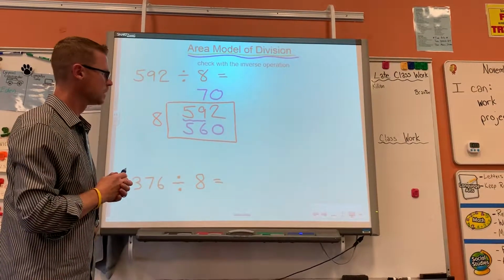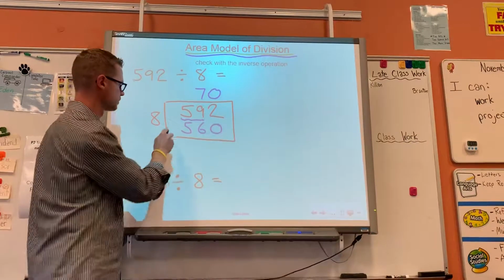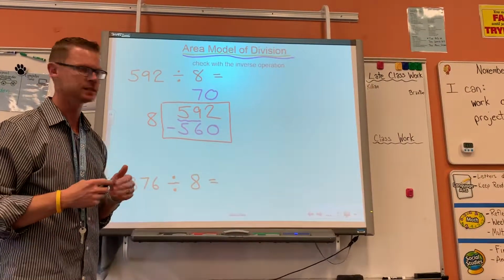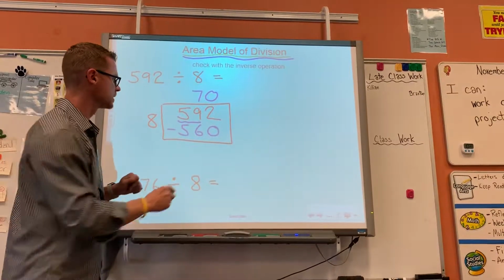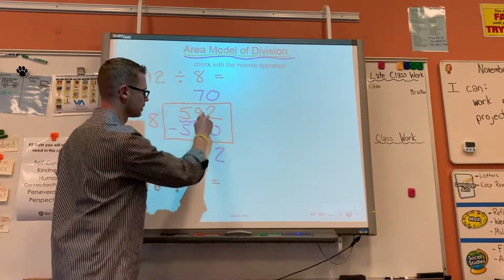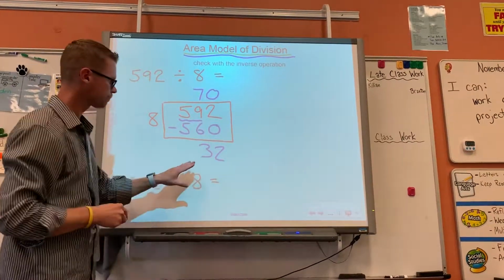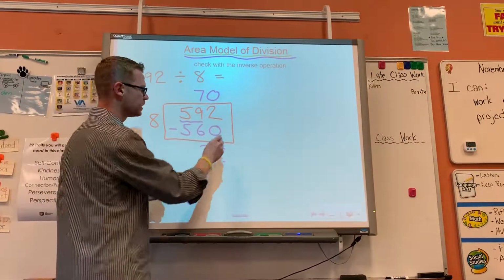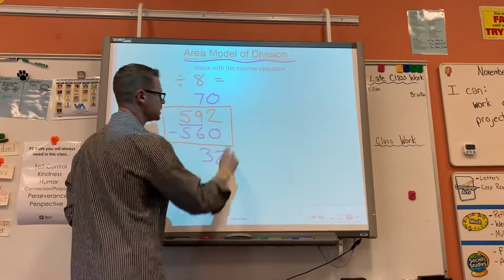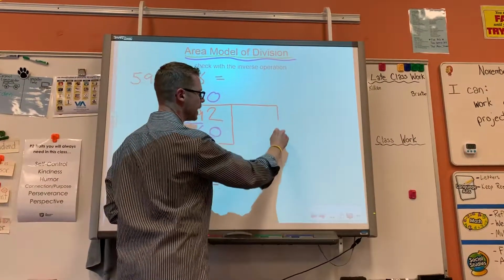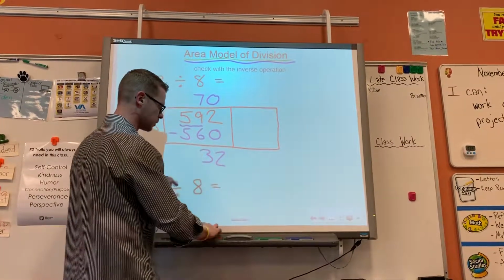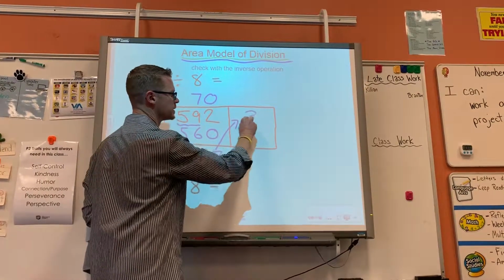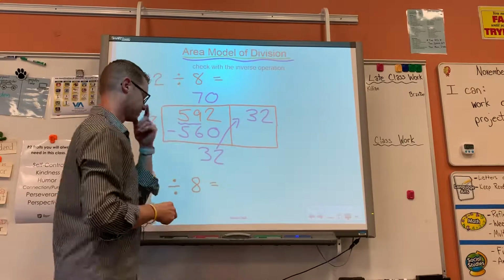Our next step is we're going to subtract. My original 592 is my dividend. I'm going to subtract the 560, and I'm left with 32. So I still have 32 left to divide. What I'm going to do is extend my area model just a little bit, because I still have 32 left over from my previous division. I'm going to bring that 32 to the top of my next box.